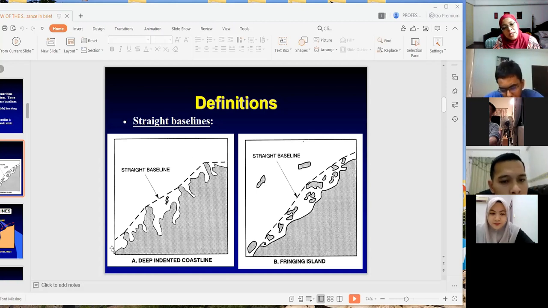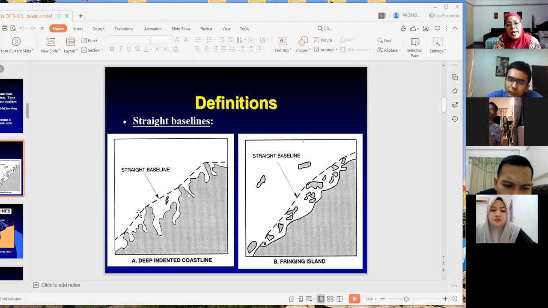If it's normal baseline, you measure according to the curve. Below, all the nitty-gritty going down, you measure it and you mark it and you join it, right? But if you follow the straight baseline, you see all the dotted, they jump into the tallest one only, the one protruding. From here to here, as long as it's not more than 24 nautical miles, from one protruding to another protruding bay, you can join it. That is straight baseline, and it is faster to do that.